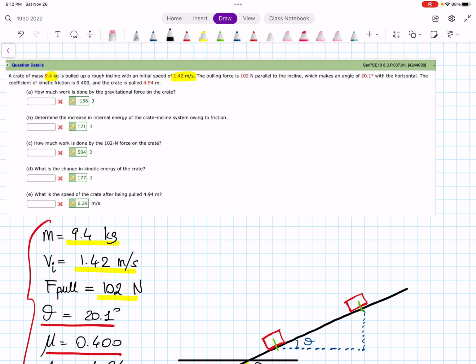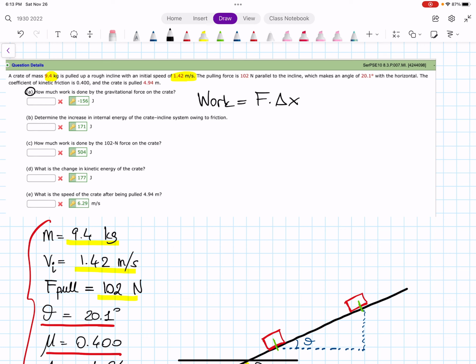Now have a look at the first part. How much work is being done by the gravitational force on the crate? Whenever I say to you the work being done, work is always force times the displacement. Would you agree? How come I'm not using the integral or here dx? Because the force is constant. Whenever the force is constant, you end up having this equation here.